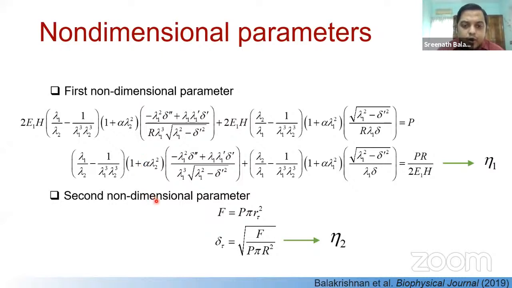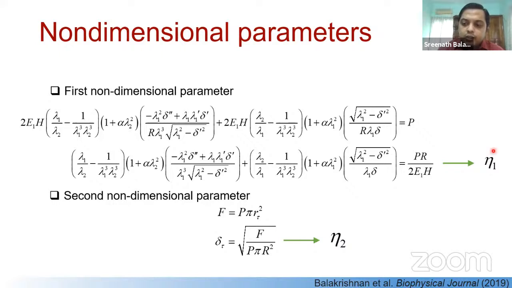And you also get a second non-dimensional parameter by looking at the force balance in the vertical direction. The force F is the vertical force that the plate is pushing down on the membrane, and the pressure P is actually resisting that force. So if you use that force equilibrium equation, you get another non-dimensional parameter eta2, which is the square root of force divided by P, and is also scaled by the radius in the undeformed configuration, that is pi r square.